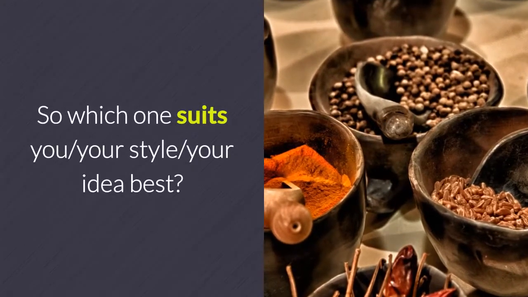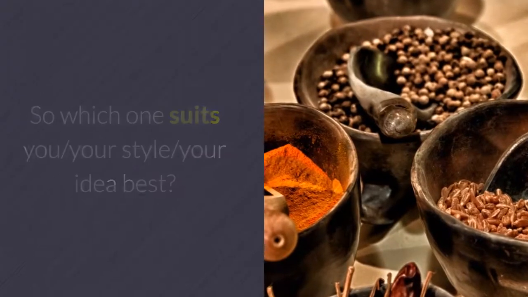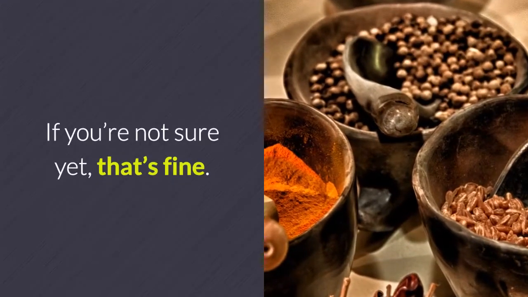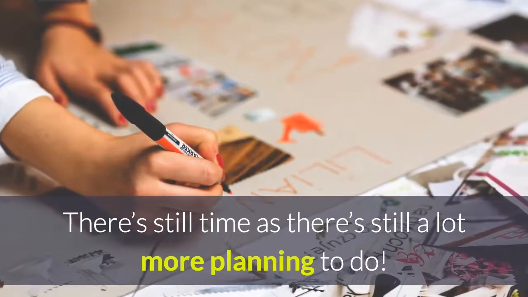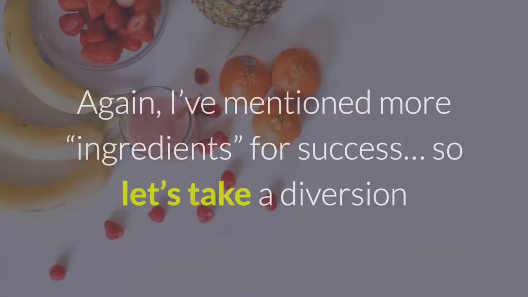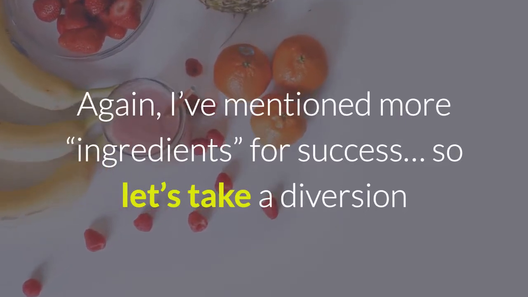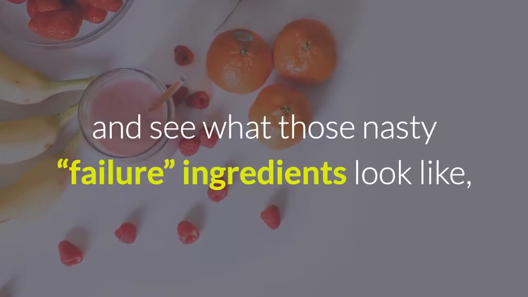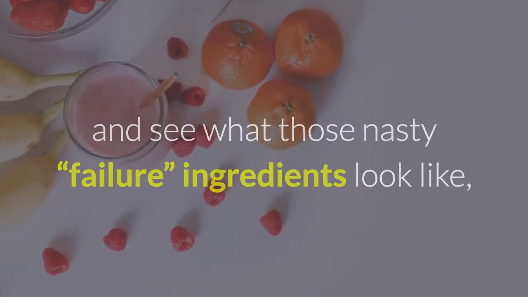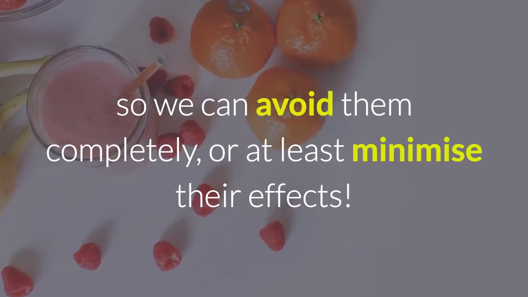So which one of those suits you and your style and your idea best? And, if you're not sure yet, that's fine. There's still time, as there's still a lot more planning to do. And again, I've mentioned more ingredients for success. So the next lesson, we're going to take a little diversion and find out what those nasty failure ingredients look like, so we can avoid them completely, or at least minimise their effects.